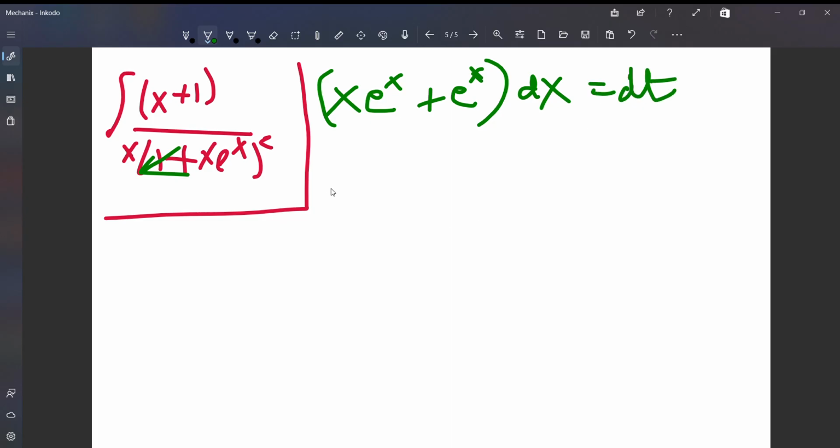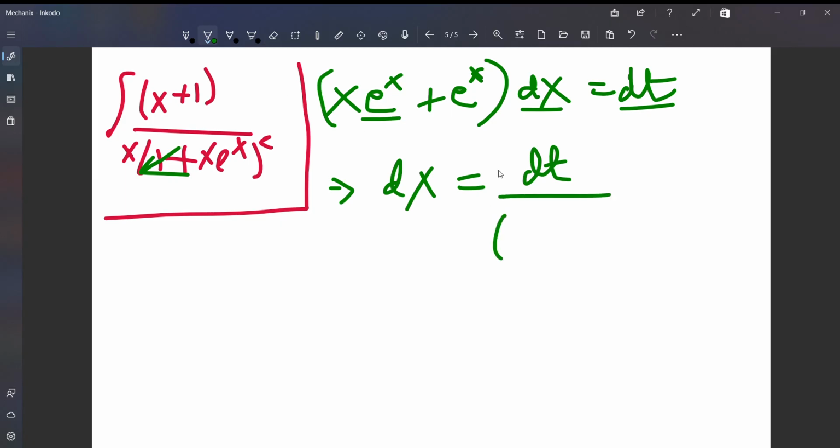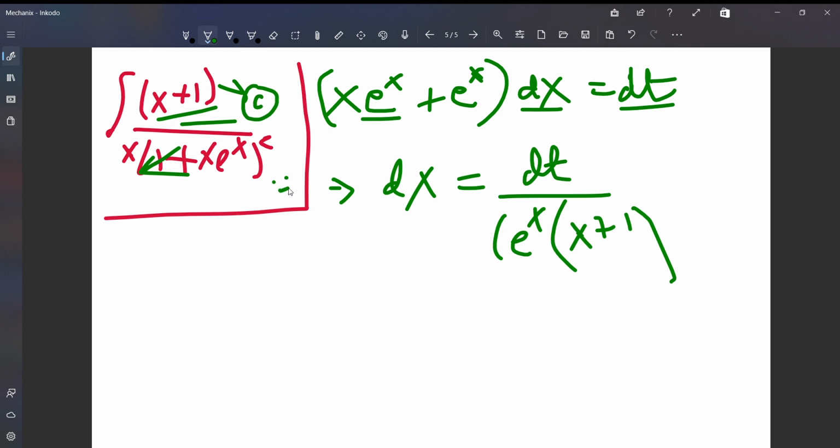Right? So dx in terms of dt will be dx is equal to dt over, let us take e power x common here, so it's e power x into x plus 1. Now if you've realized, this is quite handy because our numerator has x plus 1. So it's going to be quite easy to simplify the term, as the x plus 1 term is going to get cancelled out, right? So I'm quite happy about this one.